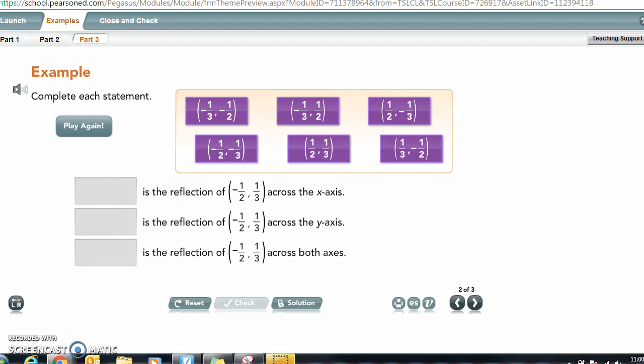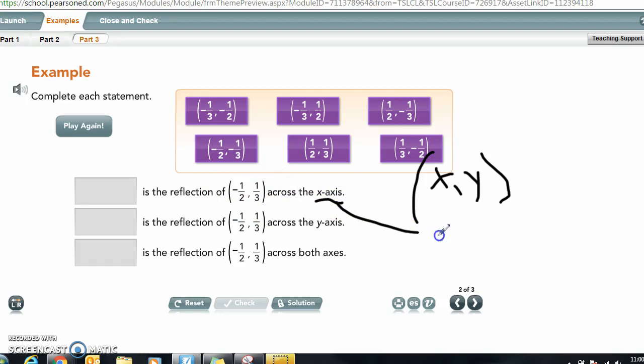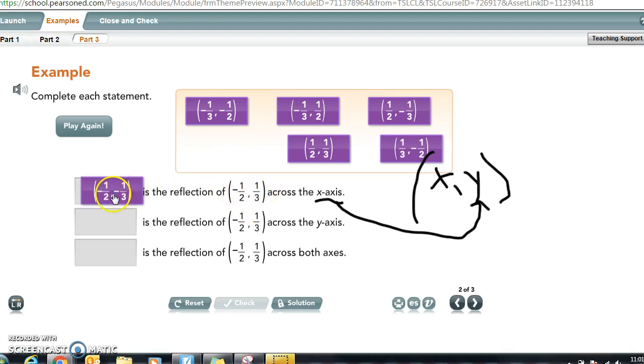So what I'm going to do, and what I want you to do, is on your notes, write x, comma, y. Your x-axis number always goes first, followed by your y. So if they want us to reflect across the x-axis, we're going to have the same numbers, but we're going to just change my y. So that means my first number in the ordered pair will be negative 1/2. And my second number is going to be the opposite of this, which means it'll be negative 1/3.